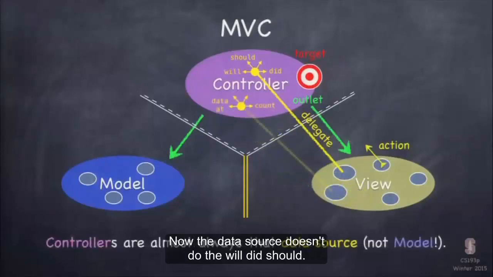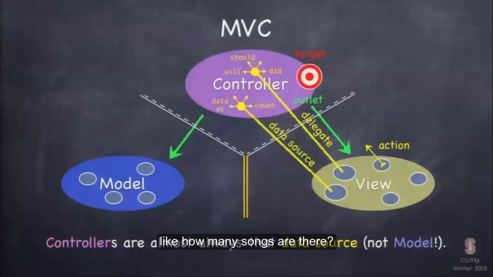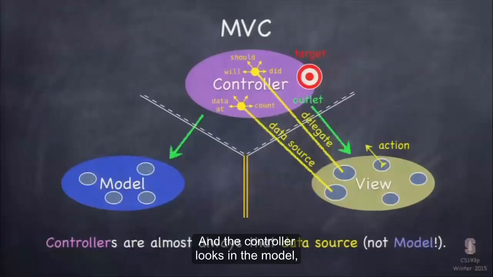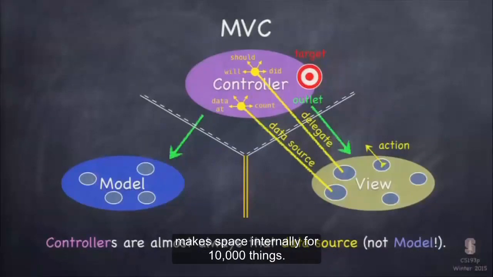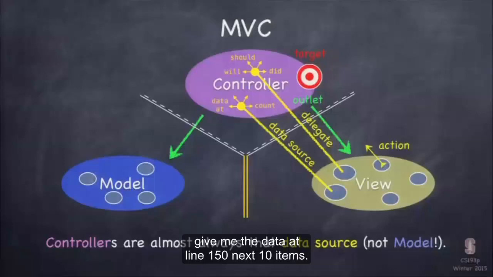Now, the data source doesn't do the will, did, should. It's going to be asking questions like count, like how many songs are there? And the controller looks in the model, 10,000. Responds to the view, there's 10,000. The view makes space internally for 10,000 things. It doesn't know what they are. It moves the scroll bar indicator a little bit so that you know where it is. And then you start scrolling, flipping through it, and it starts sending the message to the controller: give me the data at line 150, next 10 items. You see what I mean?